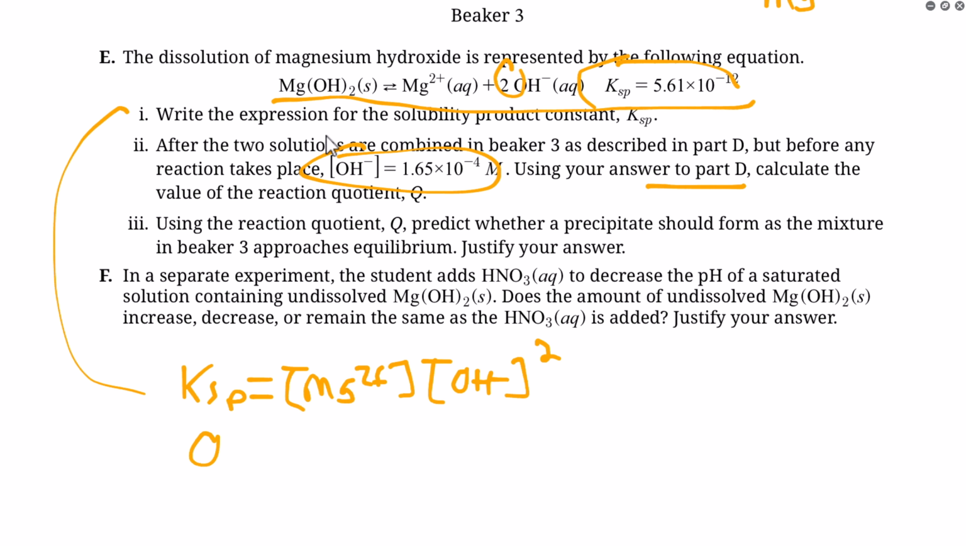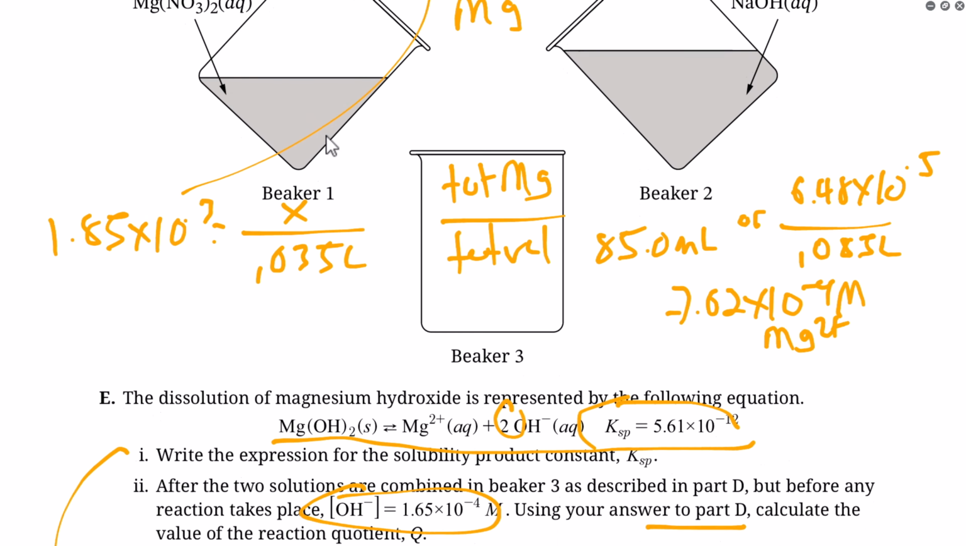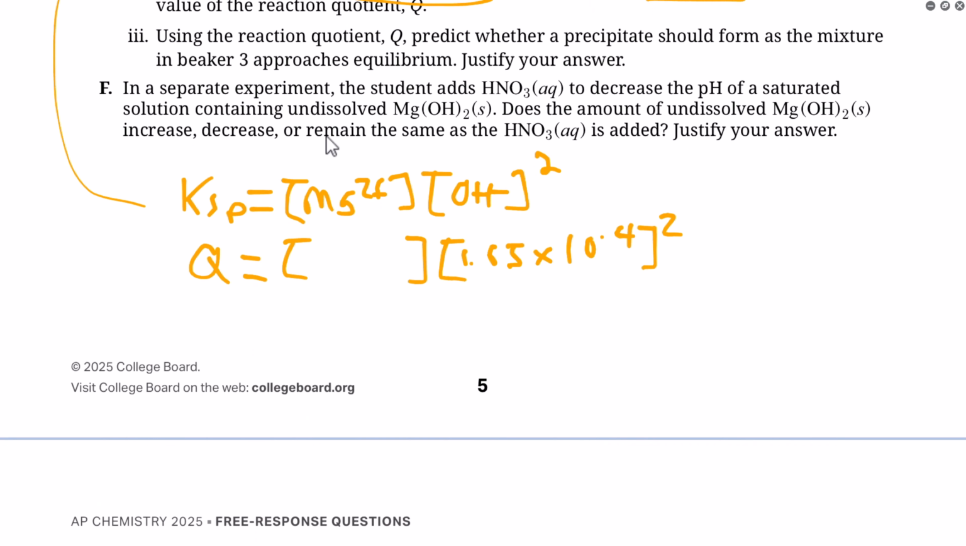So let's get some pieces of information here. Remember, we solve for Q the same way we solve for K. The only difference is that Q is when we're not at equilibrium yet, and then we can utilize that information in order to figure out what direction the reaction goes in order to reestablish chemical equilibrium. So we're going to go ahead and plug in our OH minus. Our Mg actually comes from part D, so I'm going to scroll back up to the top here. It's at 7.62 times 10 to the negative fourth, so we're going to plug that in here. So 7.62 times 10 to the negative fourth.